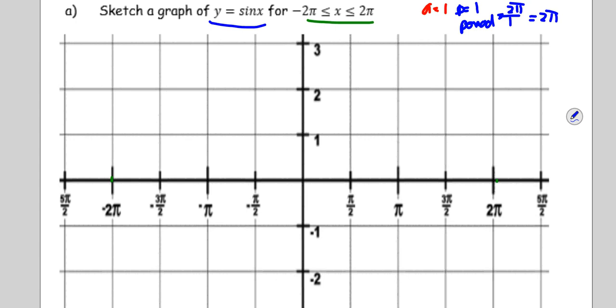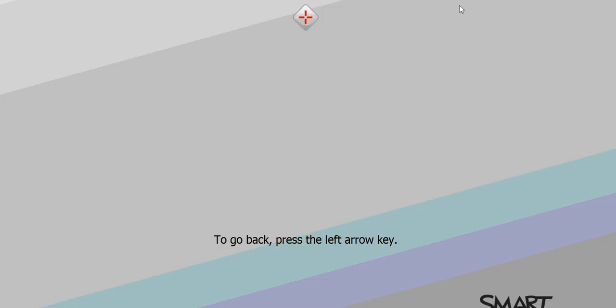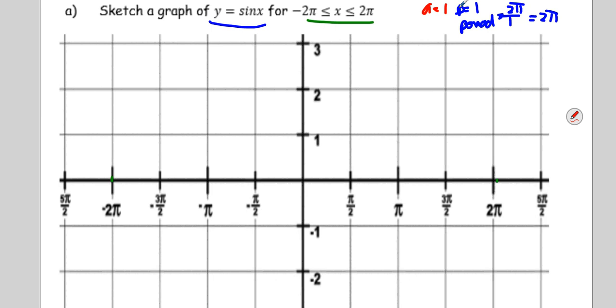Is there any horizontal or vertical shift? No, so the principal axis is just the same. A sine graph, remember, starts at 0 if there's no shift. I'll just quickly calibrate, because I like to draw points first and then connect them all up with nice curves. So mark in the 0 point, because that's where a sine graph starts. And then it does a full cycle in 2 pi.